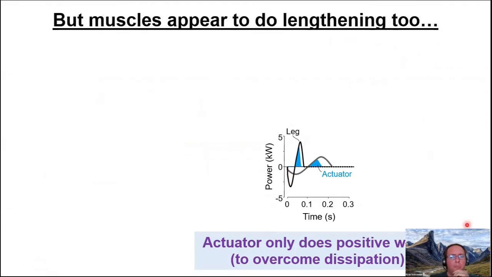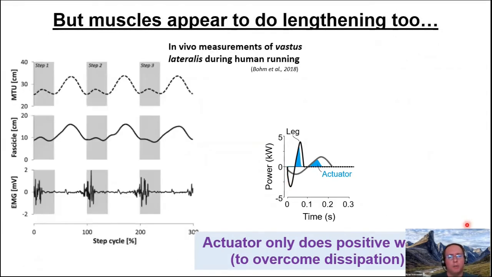But in fact, when we look at some data, for example, in vivo measurements of the vastus lateralis during running, in the plot, we're showing length changes of the muscle tendon unit over time, and then length changes of the muscle fascicle specifically in the middle plot, and some EMG data for that muscle. So the shaded region is stance, and the non-shaded region is flight. And what we do see is that there are certainly periods during stance of muscle shortening.